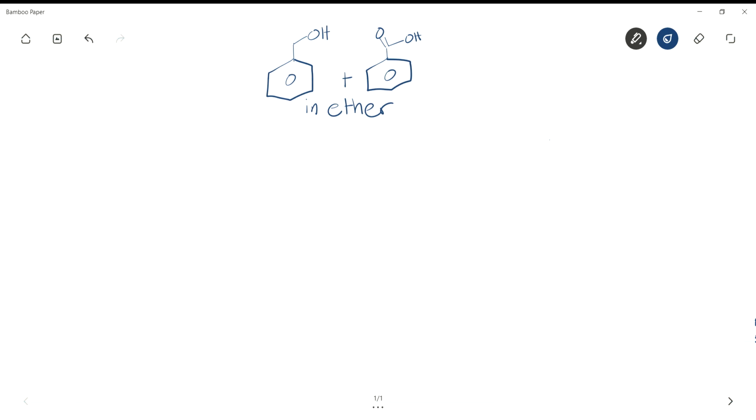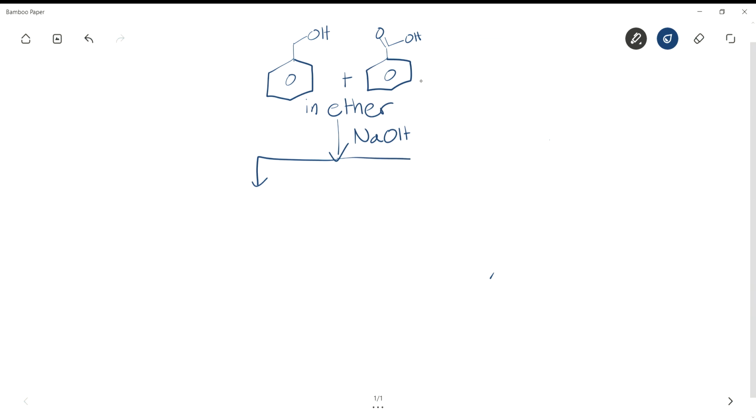Right now, both of these molecules are nonpolar, and so they're both dissolved in ether. And we want to separate the benzoic acid from the rest of the material. To start out, we will add sodium hydroxide, and then we're going to get two different layers.